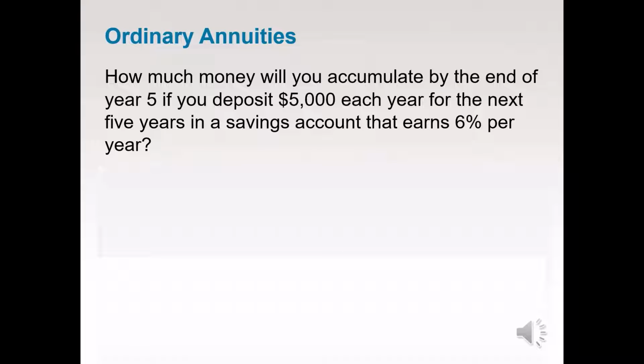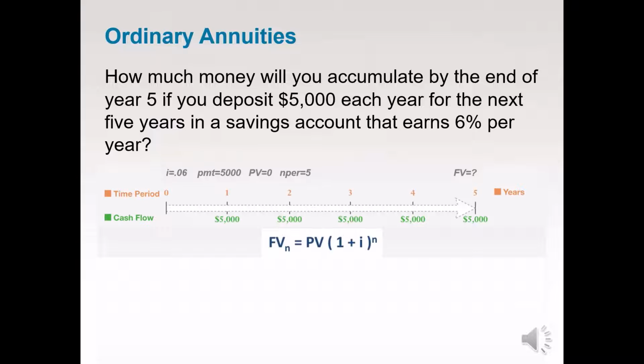First of all, let's work through a problem. Here's an ordinary annuity problem. How much money will you accumulate by the end of year 5 if you deposit $5,000 each year for the next 5 years in a savings account that earns 6% per year? Whether we are compounding or discounting, the first thing to do is to always draw a timeline. This will help put everything into perspective. The second thing we'll do is to identify the elements. The third is to solve the problem, and the fourth is to analyze.